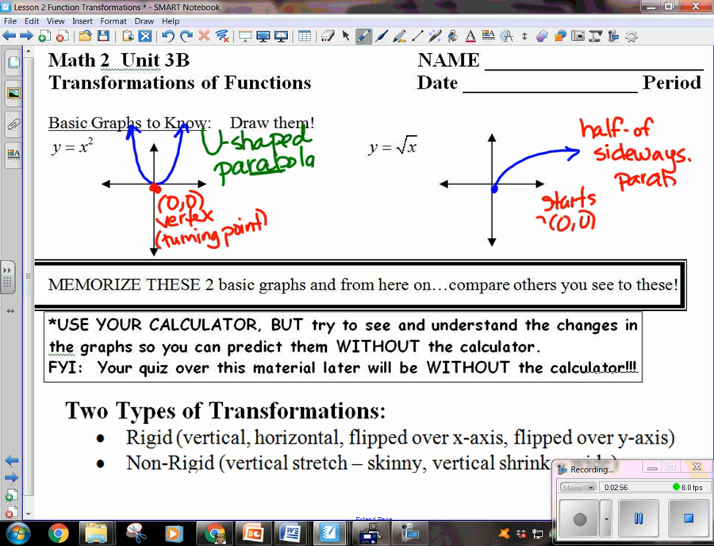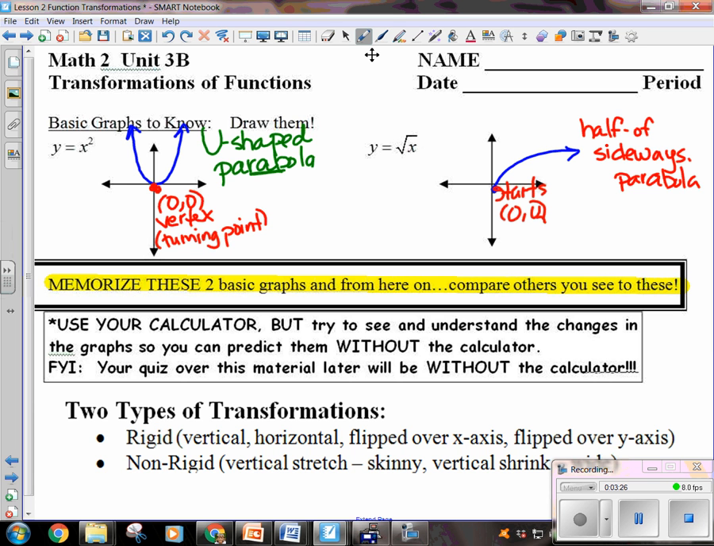Now, it's very important that you commit these two graphs to memory. One is U-shaped, and one is half of a sideways U, just the top half. It turns and goes up and to the right. Both of them have the point 0, 0 in common. So when it says memorize these two graphs, that's basically what I want you to do. Memorize these two, and from here on, we're going to compare these to others you see.